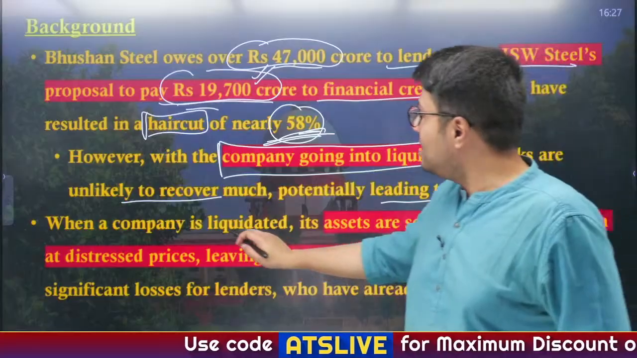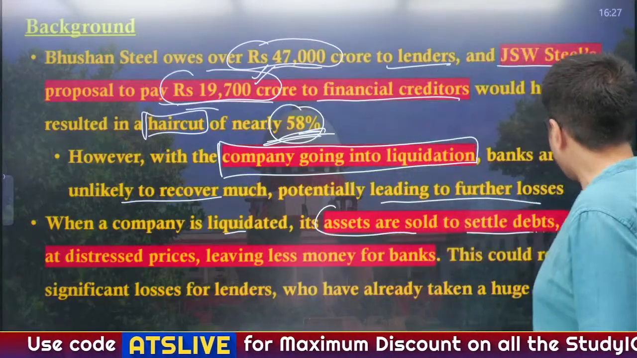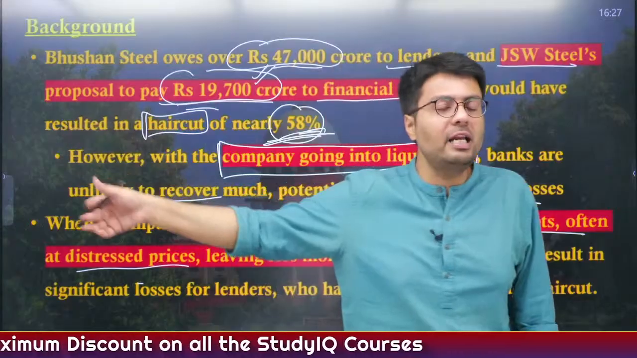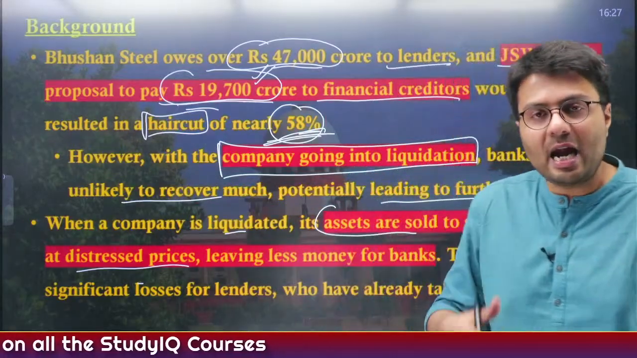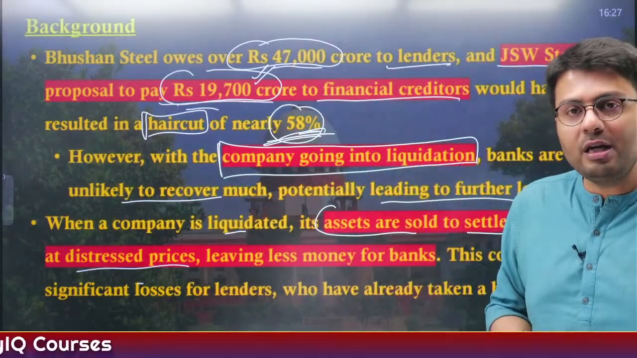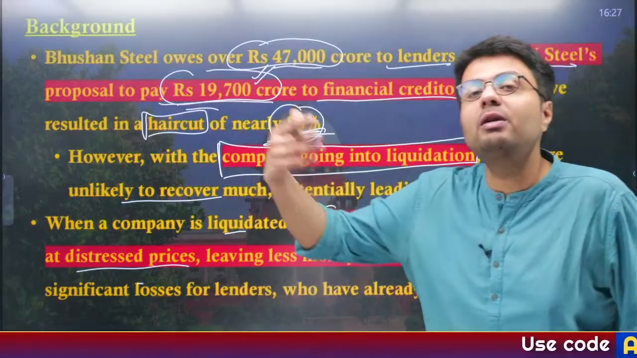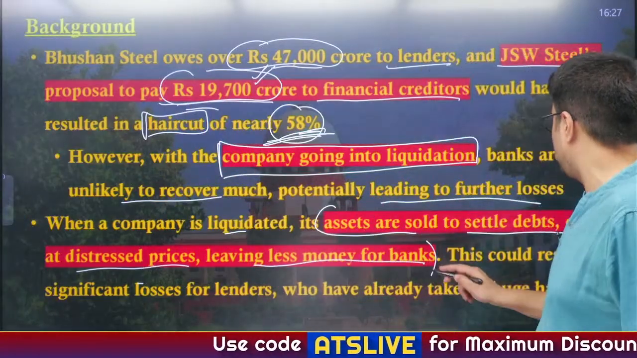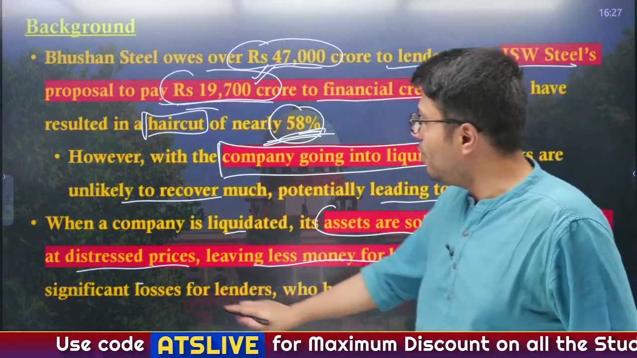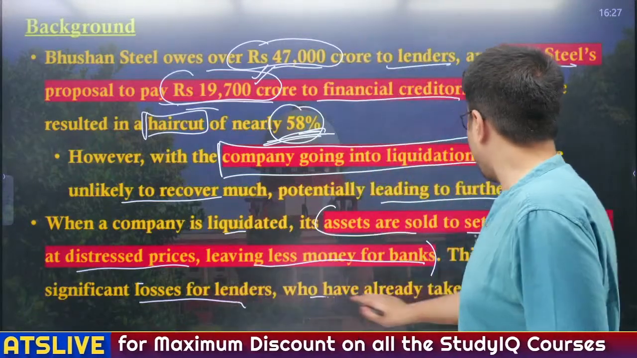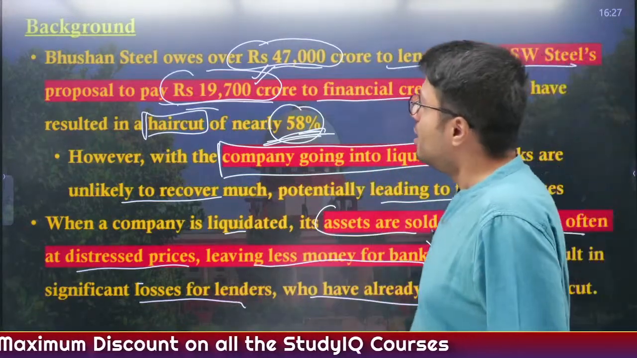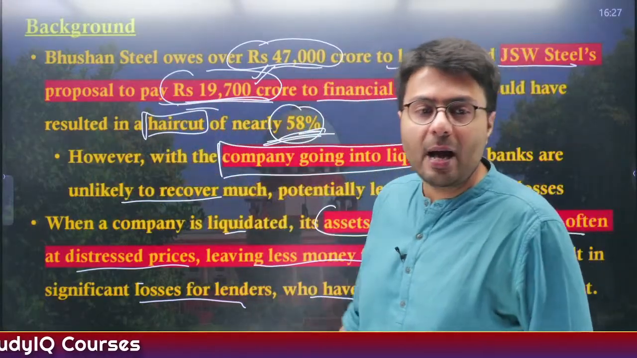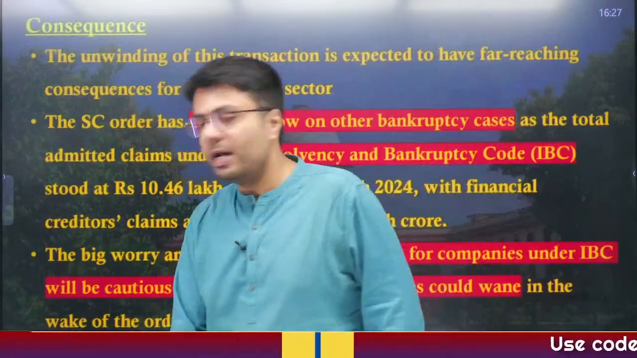When a company is liquidated, its assets are sold to settle debts, often at distressed prices. Whenever you sell any second-hand product in the market, naturally will you get the entire money out of it? No, right? Because the buyers will offer you less money. So this leaves less money for the banks, and this could result in significant losses for lenders like banks who have already taken a huge haircut. If liquidation is happening, not even this money will be recovered by the banks. So this is the background of our today's discussion.